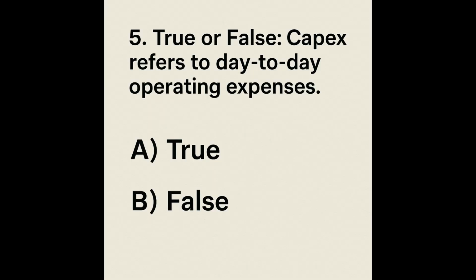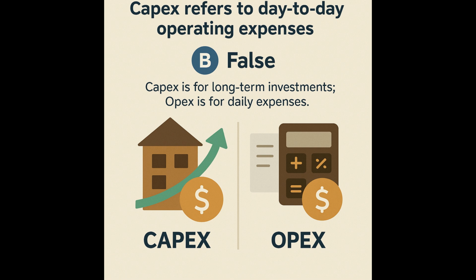5. True or false? CAPEX refers to day-to-day operating expenses. A. True. B. False. The answer is B. False. CAPEX is for long-term investments. OPEX is for daily expenses.